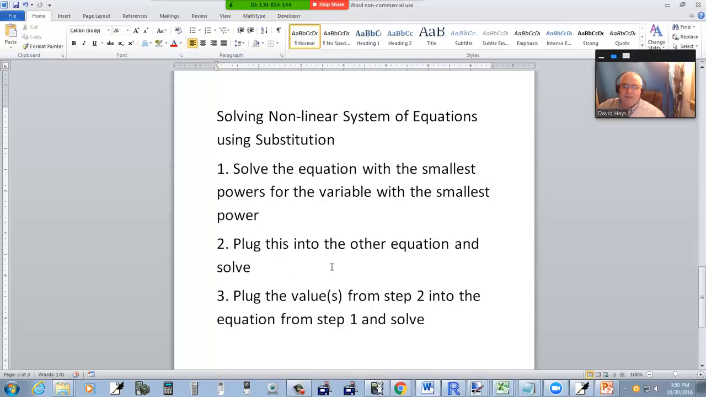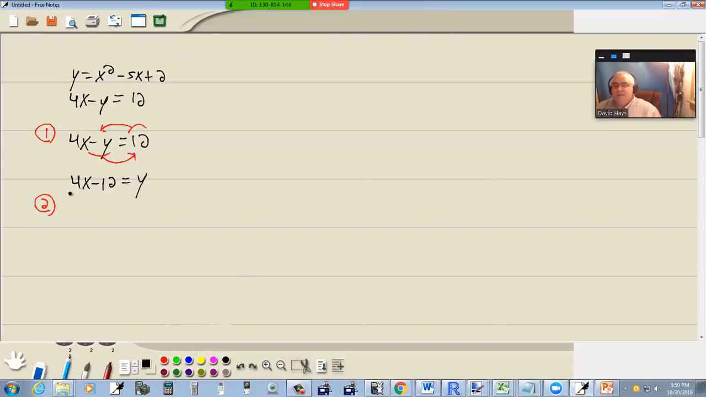Now step 2, plug this into the other equation and solve. Our other equation is y is equal to x squared minus 5x plus 2. And we just said y is equal to 4x minus 12. So we're going to replace the y here with 4x minus 12.